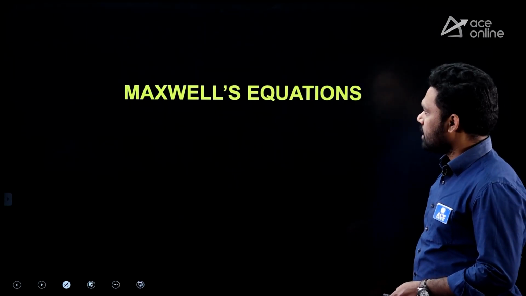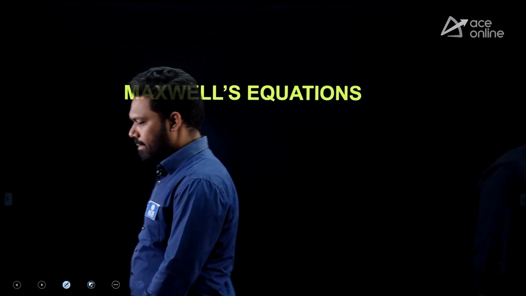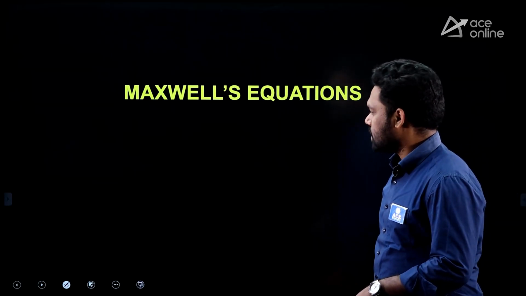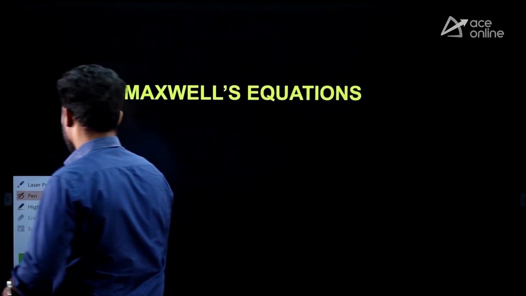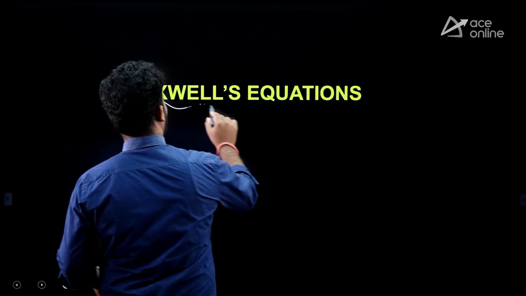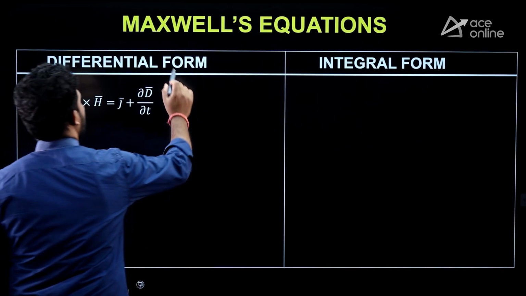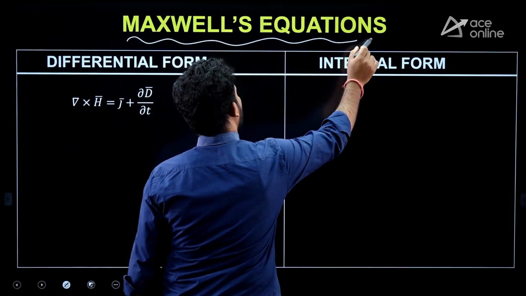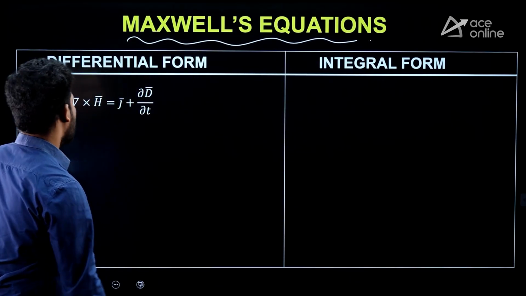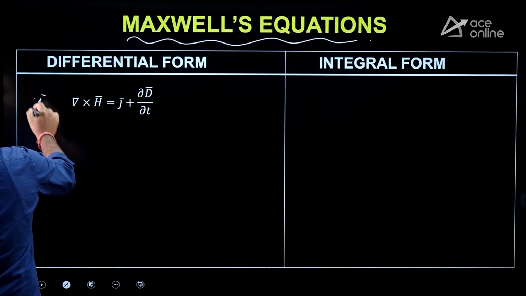Okay, guys. Next one is Maxwell's equations. Let us proceed further. There are two different forms of Maxwell's equations: one is the differential form, the other one is the integral form. So, what are the differential forms of Maxwell's equations?